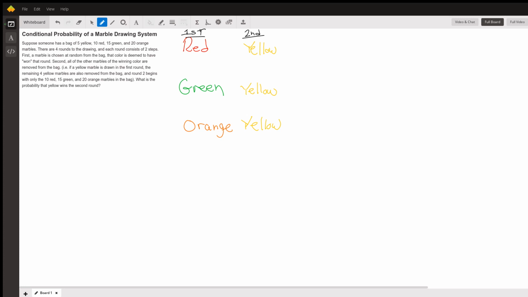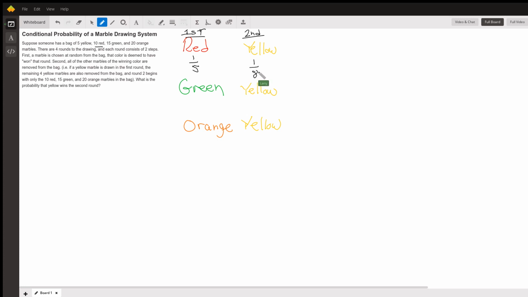So the probability that red is chosen in the first round is 10 out of 50, 1 out of 5. And when that happens, when red is chosen in the first round, there are 40 marbles left, and 5 of them are yellow. So 5 out of 40 is 1 out of 8.